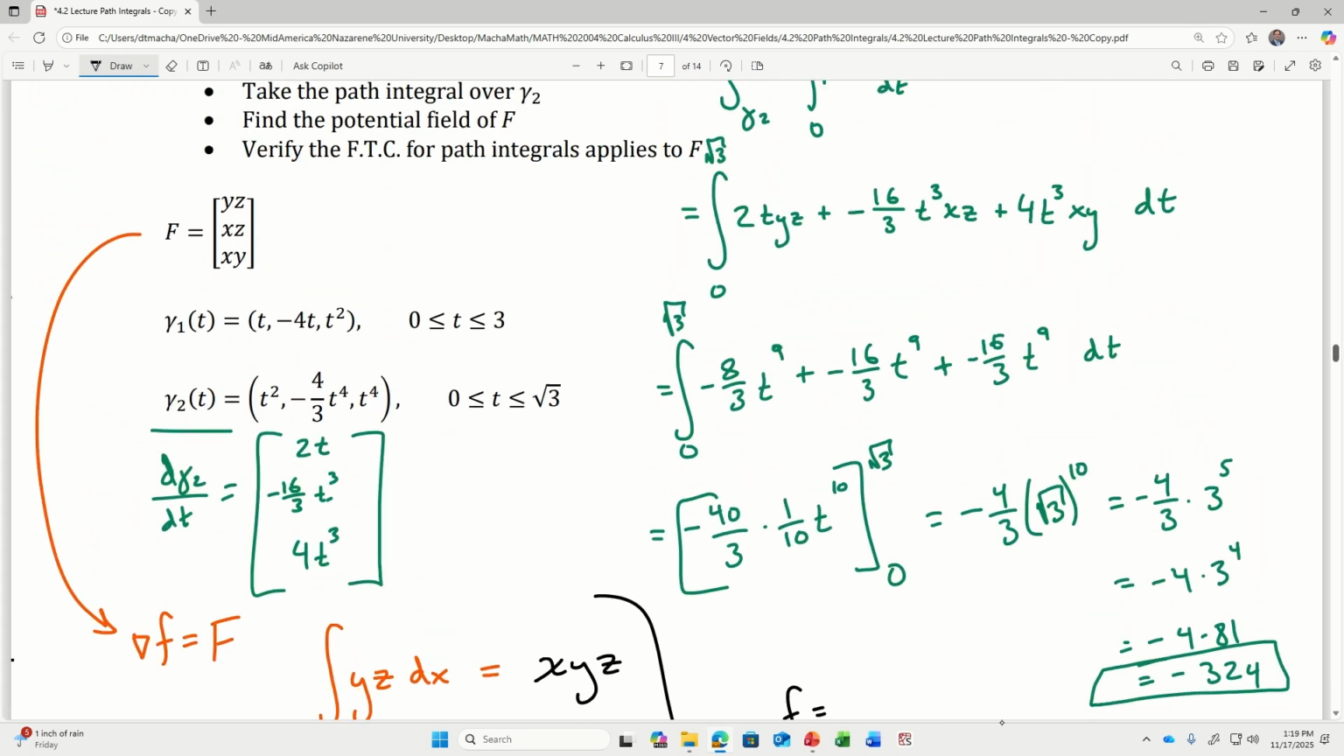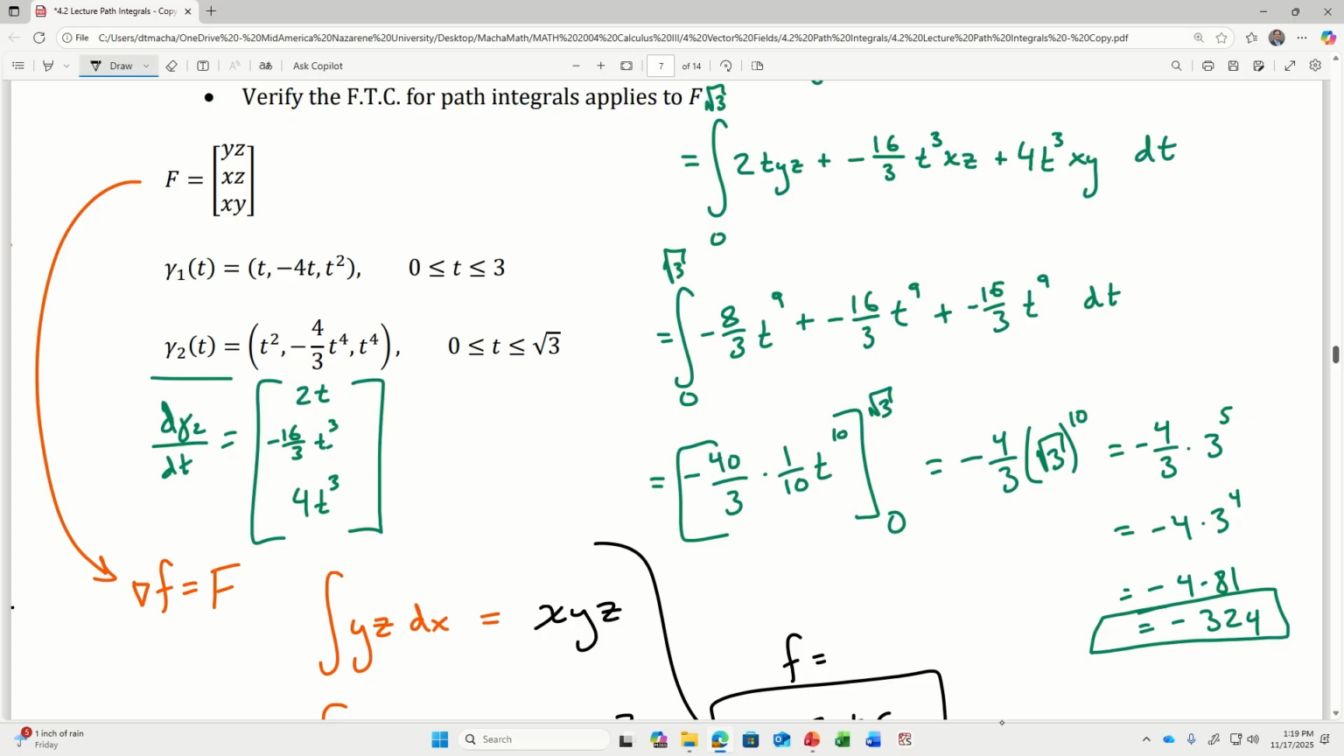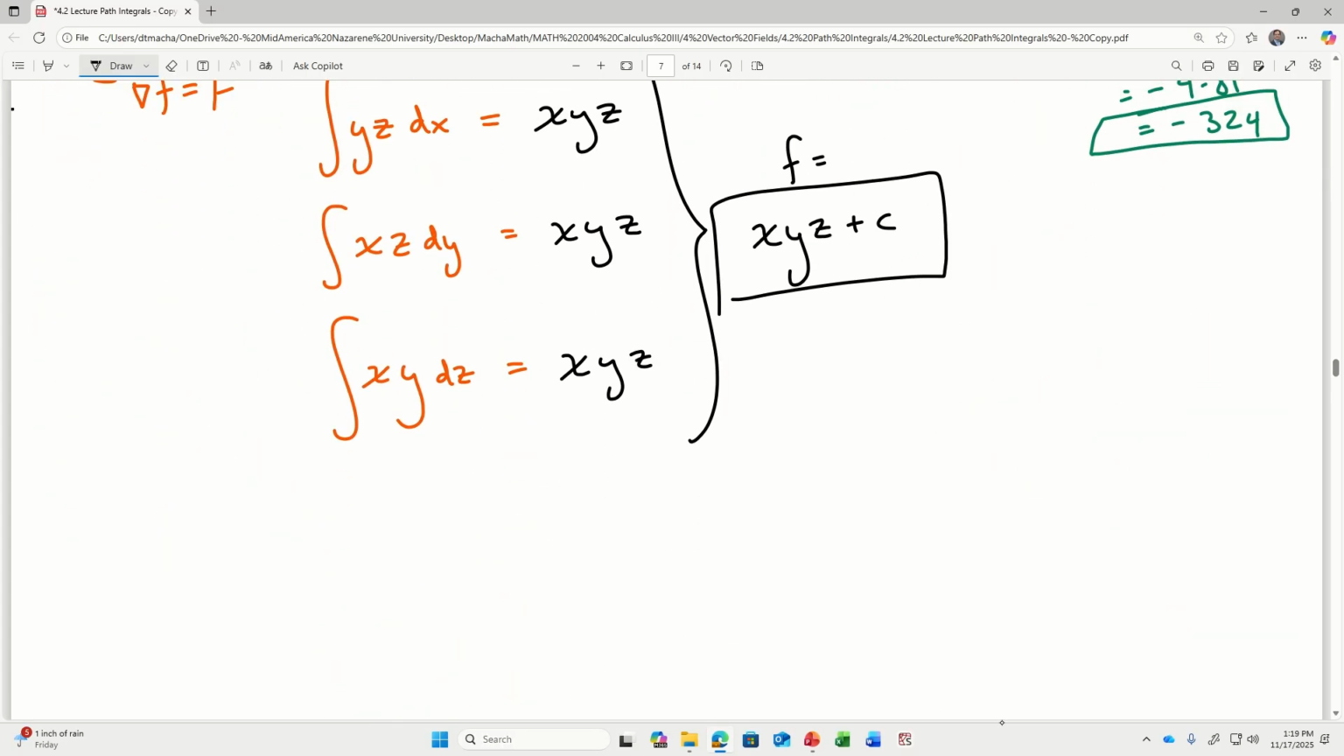And then the last thing says verify the fundamental theorem of calculus for path integrals applies to this vector field. And of course it does, right? Because it's a conservative vector field. But what the last bullet point is wanting me to do is say, we know the fundamental theorem of calculus for conservative vector fields, path integrals, is this.